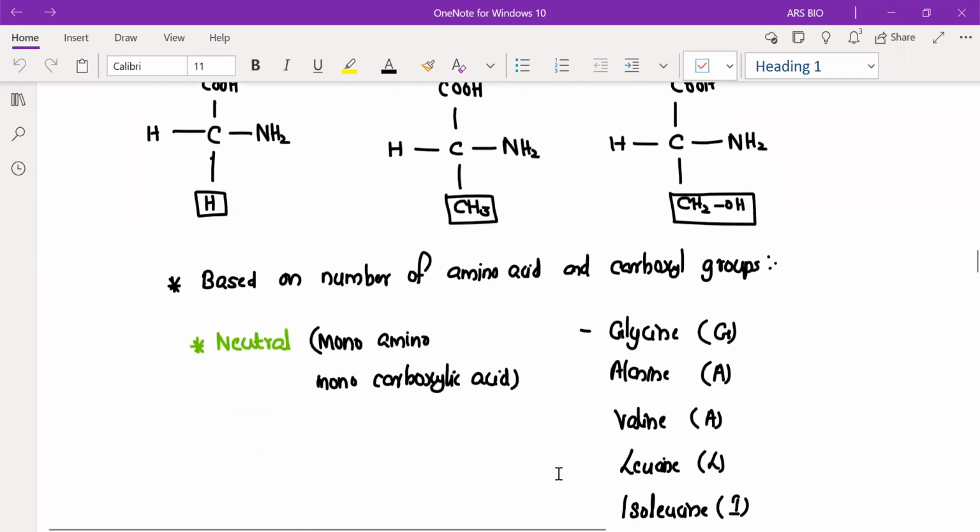Now, based on the number of amino acids, amino acids have 2 groups. First of all, amino groups are there.